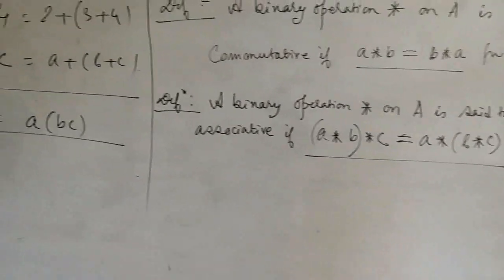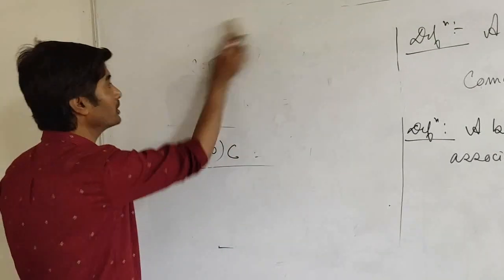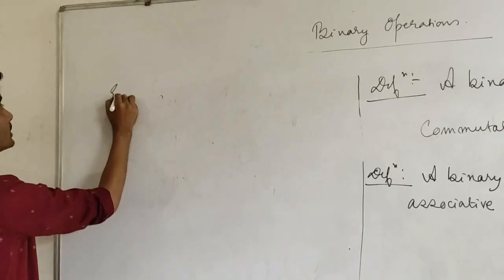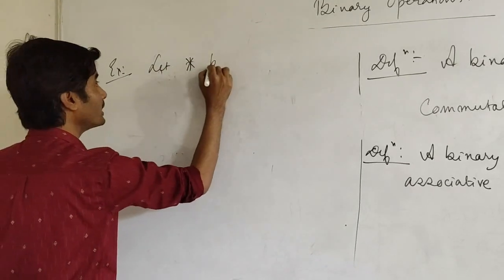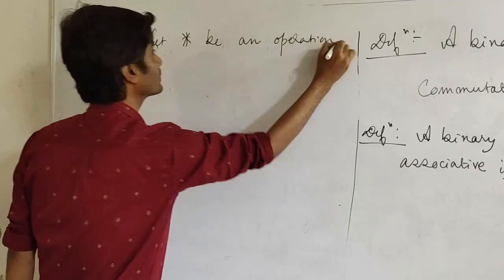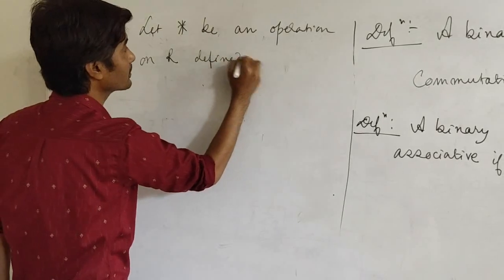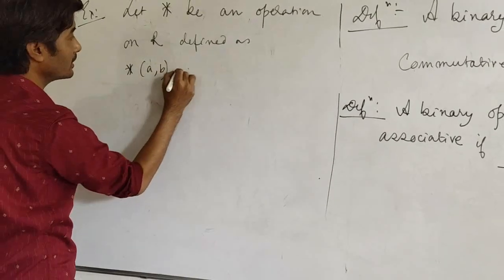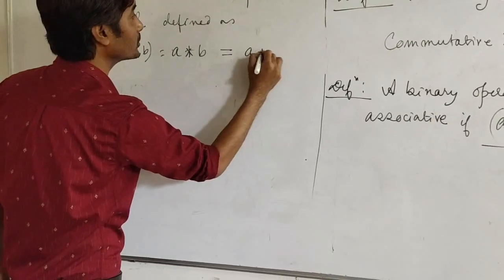Now let us take an example. We will check whether the operation star is commutative or not, whether it is associative or not. So one example we take. Example: let star be an operation on R defined as star A comma B is equal to A star B, which is defined as A plus 2B.